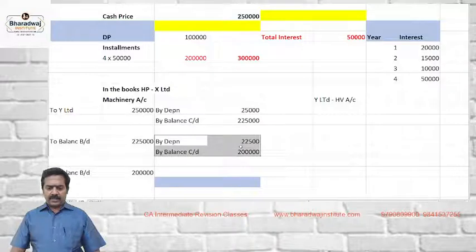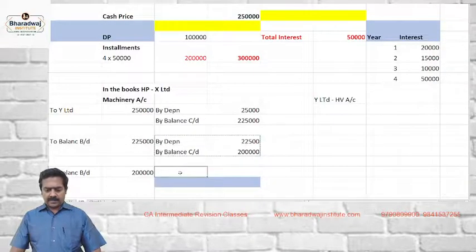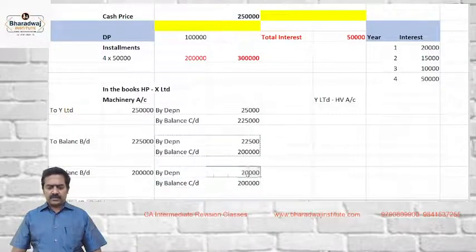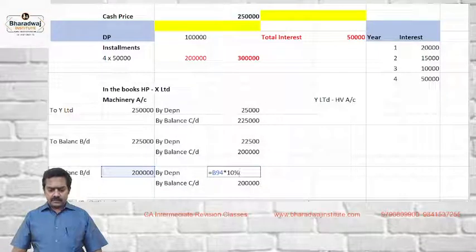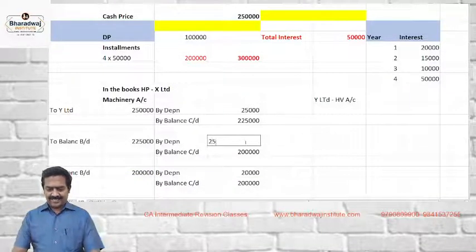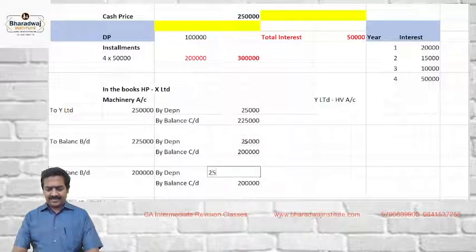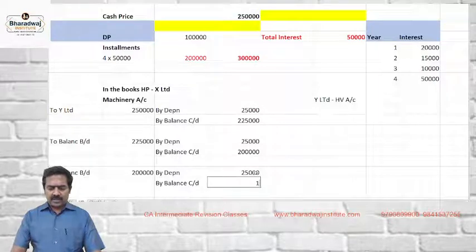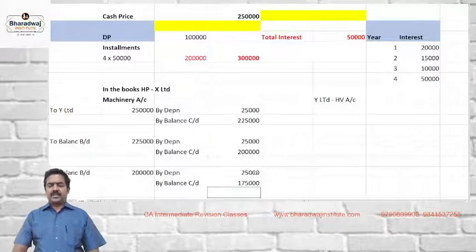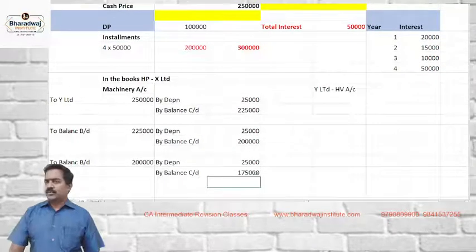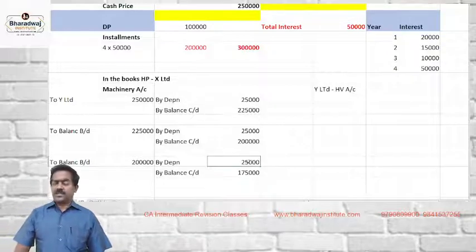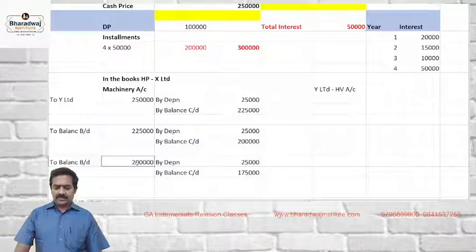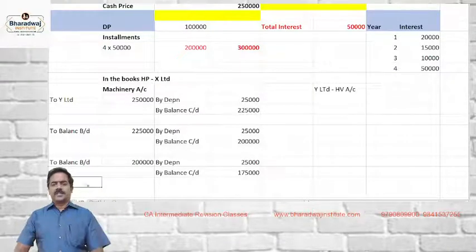And next year by depreciation, how much? Like this you can continue. Balancing for is how much? 1,75,000. Like that you are going to continue for how many years? 4 years. 25,000 SLM. Next year, to balance brought down, by depreciation, like that you will continue.